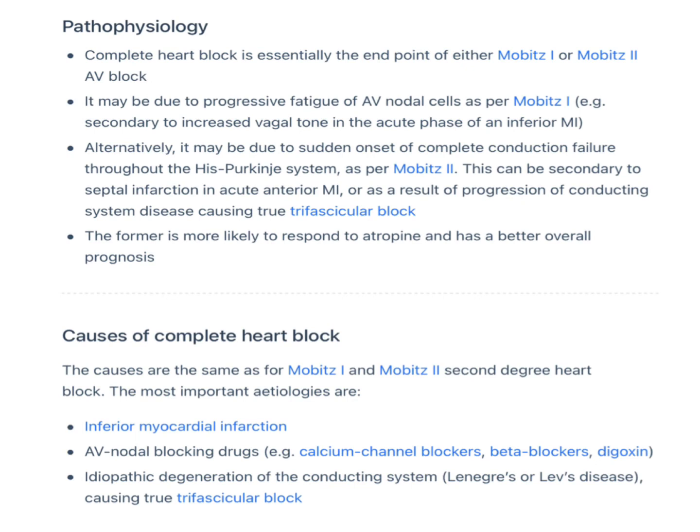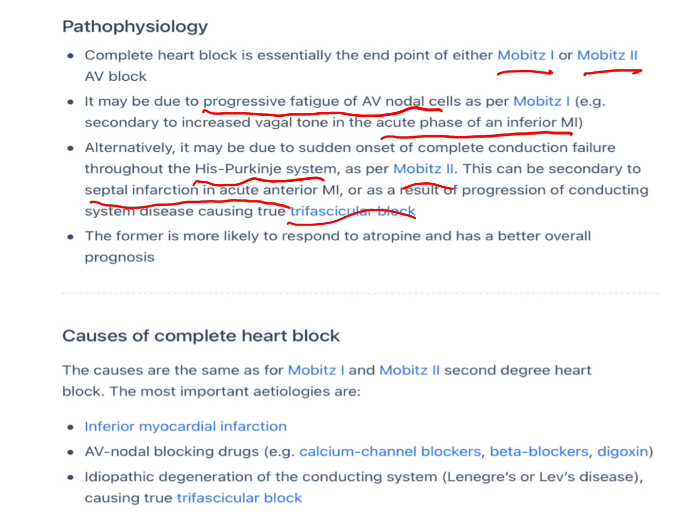The complete heart block is usually due to Mobitz type 1 or Mobitz type 2. If it is because of Mobitz type 1, there may be progressive fatigue of the AV nodal cells, as seen in the acute phase of inferior MI. And if it is because of Mobitz type 2, there will be a conduction defect within the His-Purkinje system, and this may be secondary to septal infarction seen in acute anterior MI, or it can be a result of progressive conducting system disease like trifascicular block.